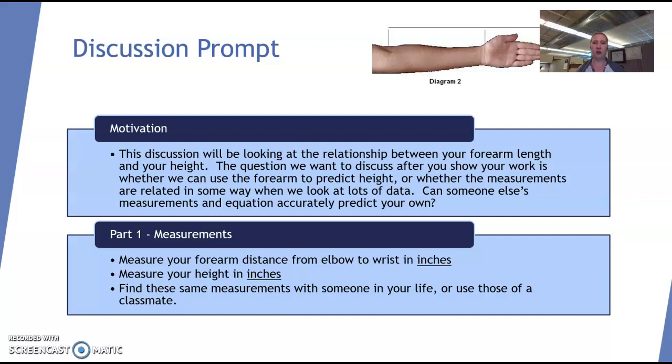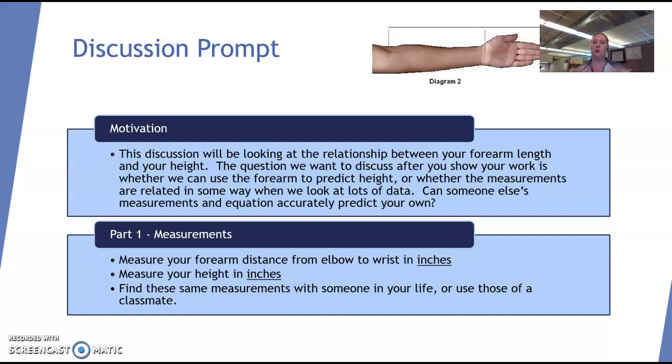So to start off, you have to do some measurements. The first part is the measurement part. You need to measure your forearm distance from the elbow to the wrist and make sure this is in inches. It should be, I think, about 10 to 12 inches for most people. You need to measure your height in inches. So we have to be consistent on our units here.